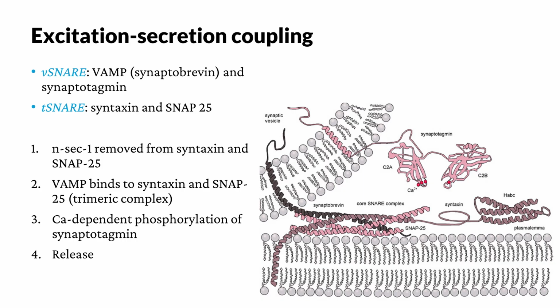Now let's pause a little bit and take a look at the process of this exocytosis. What triggers the exocytosis? Well, it is actually the calcium-dependent phosphorylation of synaptotagmin. And where do the calcium ions come from? Well, then we have to go back to the action potential.